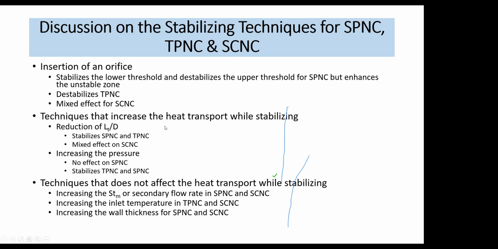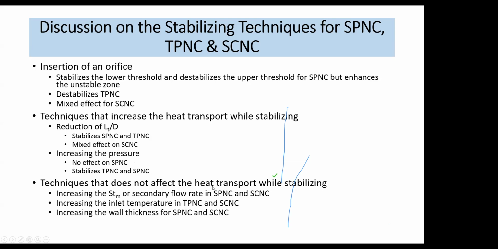Techniques that increase the heat transport capability while stabilizing, for example, reduction of L by D, stabilize single-phase natural circulation as well as two-phase natural circulation. But you have a mixed effect for supercritical natural circulation. And then increasing the pressure: in the single phase loop, it practically has no effect. But in the case of supercritical and two-phase natural circulation, you find an increase in the pressure stabilizes.